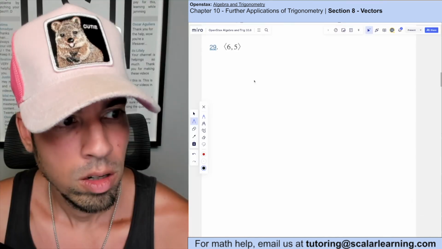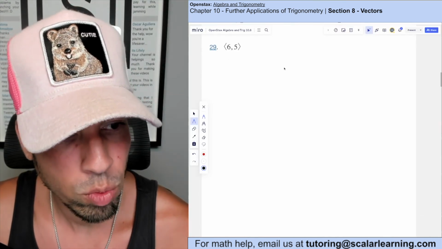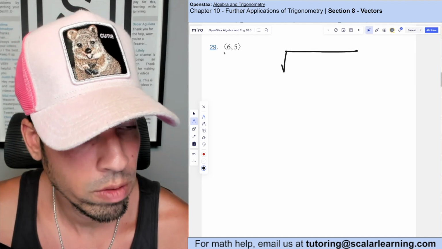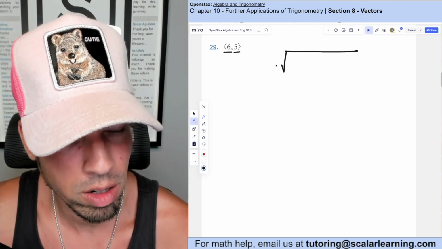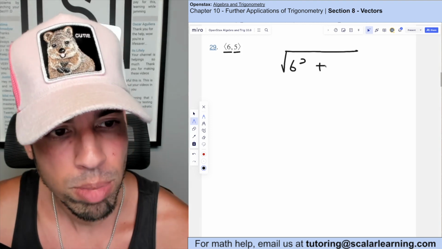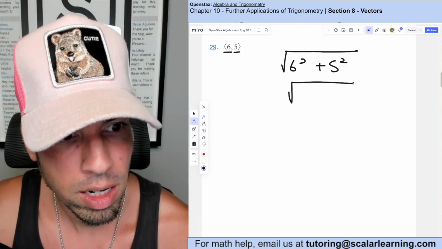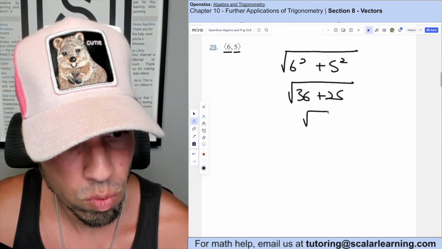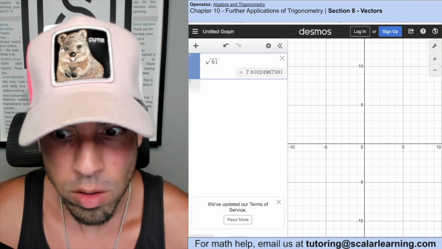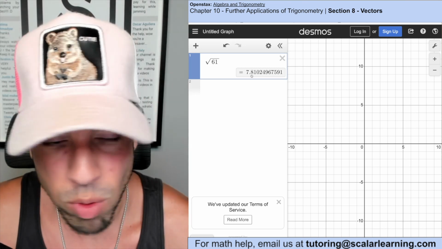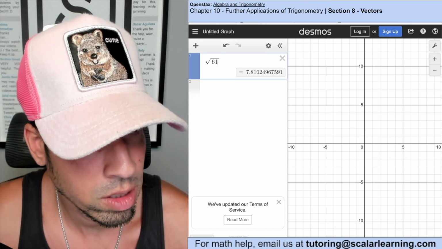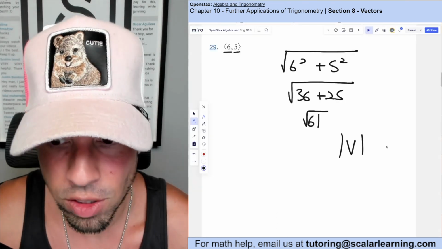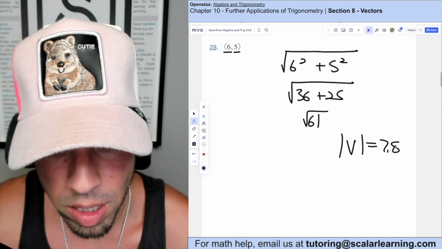Boom, done. So for this one, to find the magnitude, what you do is first you take the square root of each of these pieces squared, added up. So it's 6 squared plus 5 squared. And that's going to give you 36 plus 25, which is rad 61. And rad 61 is approximately 7.810 to the nearest thousandth. So magnitude of this vector v is 7.810.